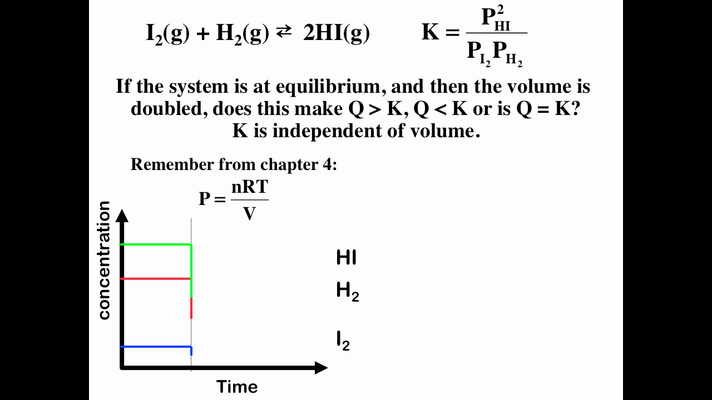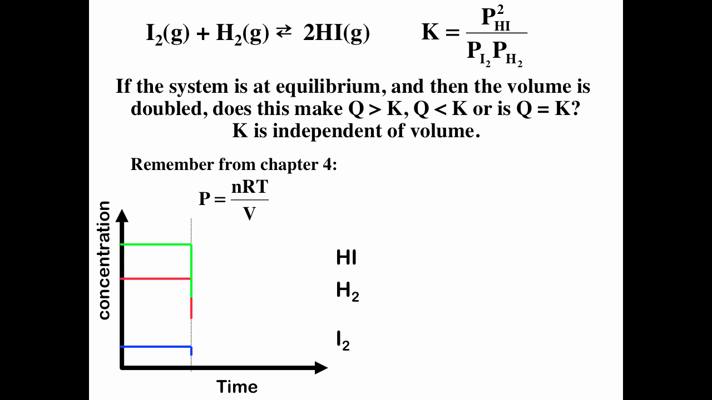Now, Q can change with volume. It actually depends on the number of gas particles in the products versus the number of gas particles in the reactants. Looking at the reaction, we see that we have 2 gas particles in the products and 2 gas particles in the reactants. And so Q is actually going to be independent of the volume. Changing the volume will not change Q.